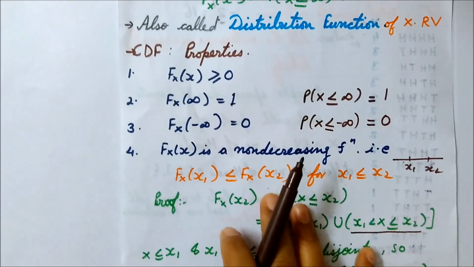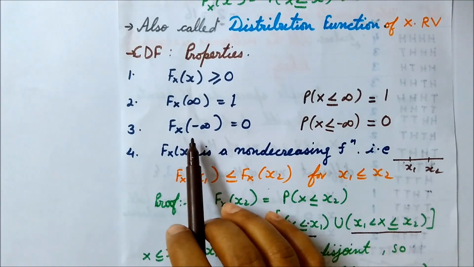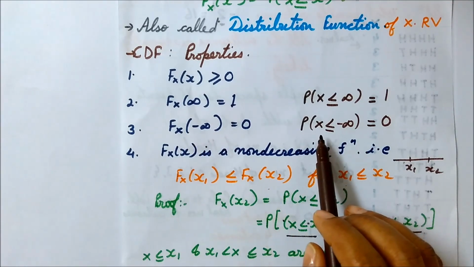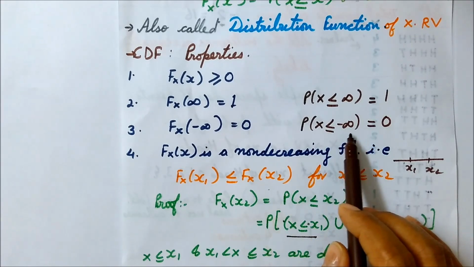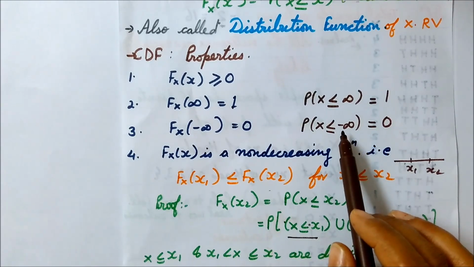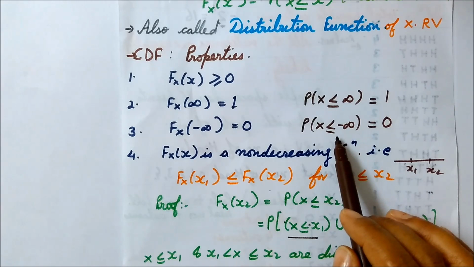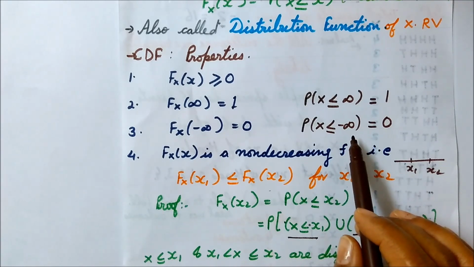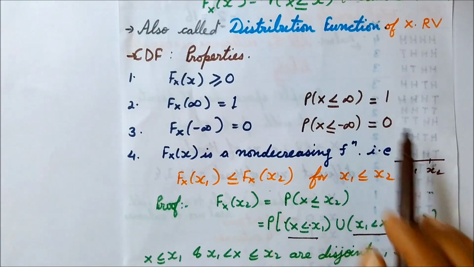The third property says that Fx of minus infinity is 0. It means that the probability that the random variable has a value less than or equal to minus infinity is 0. It is very clearly understood because the random variable having a value less than or equal to minus infinity is nearly impossible. So it will have the minimum value of probability, and that is 0.